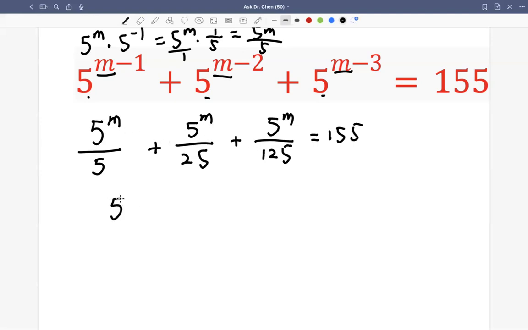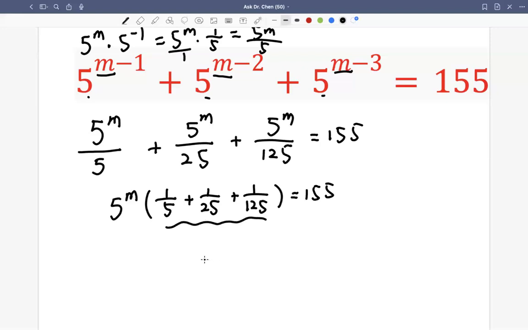Then equals 155. Now we see we have 5 raised by m in each term, so we can factor out, right? 5 raised by m, then the first term becomes 1 over 5, the second one becomes 1 over 25, then plus 1 over 125. That equals 155. Right? So 5 raised by m is a common factor of those three terms on the left-hand side. So now all we have to do is calculate this.